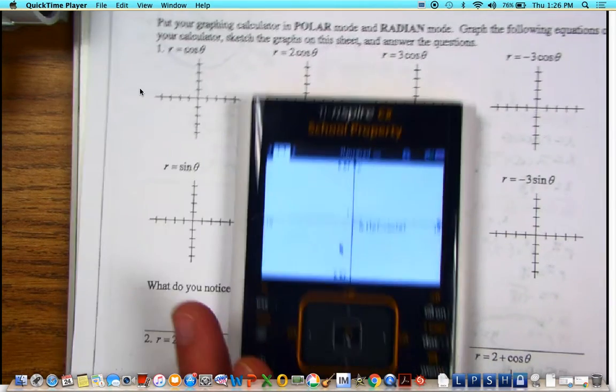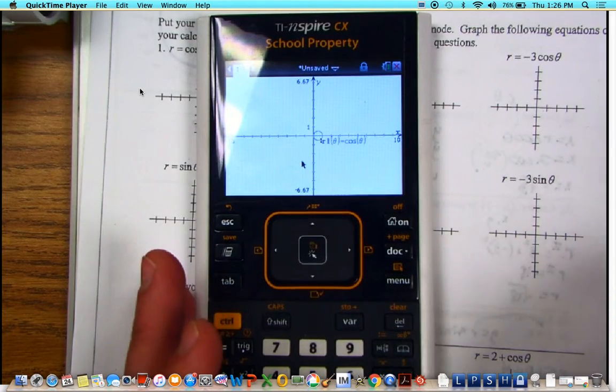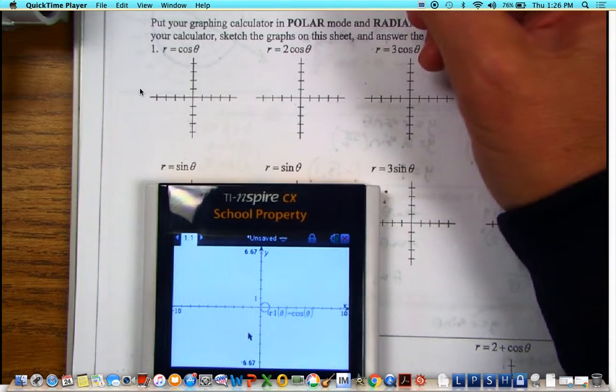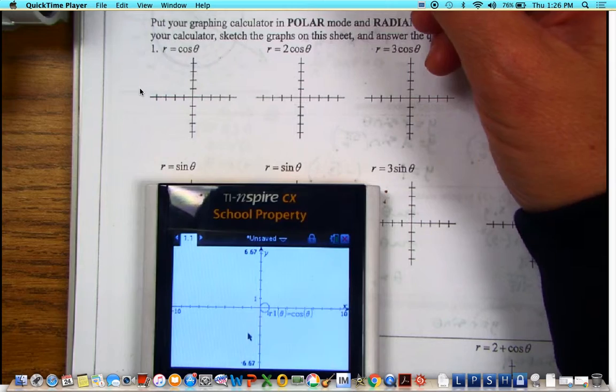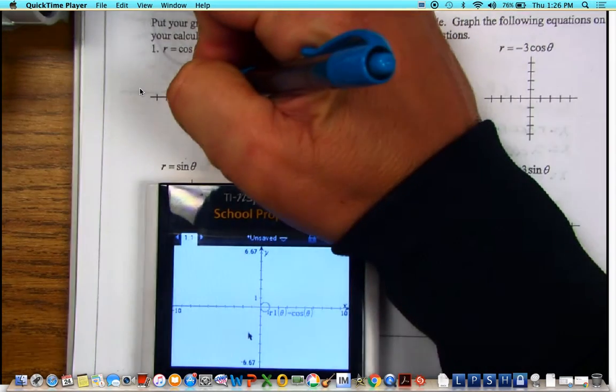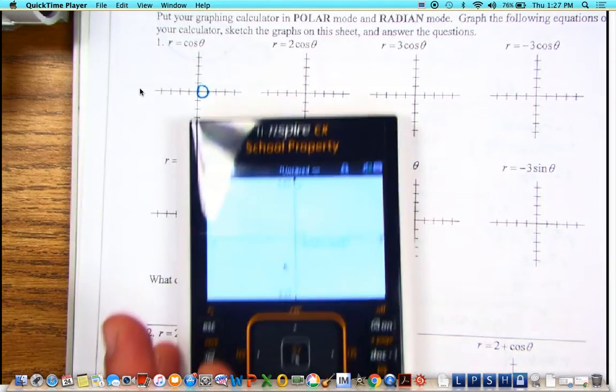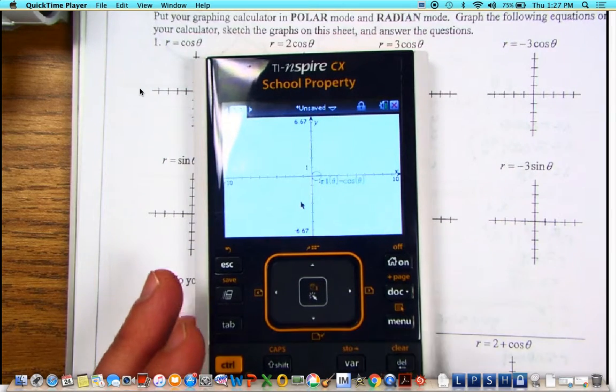And what do you see there? It's pretty tiny. It's a circle. What side is it on? The right. And what's its diameter? 1. So it's like that, right? Okay. Let's look at the next one.